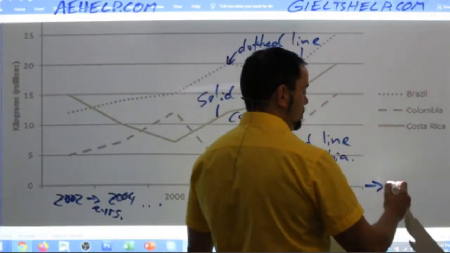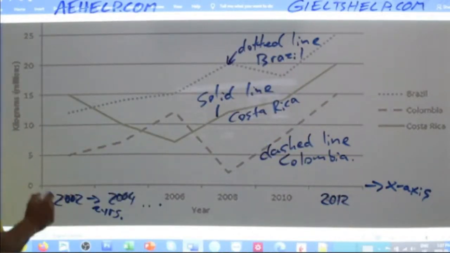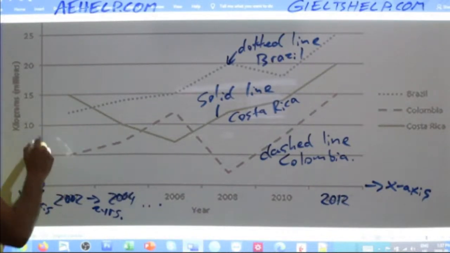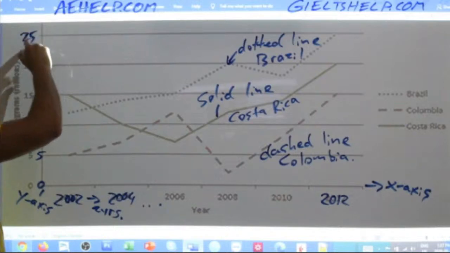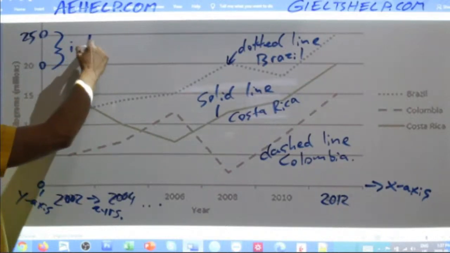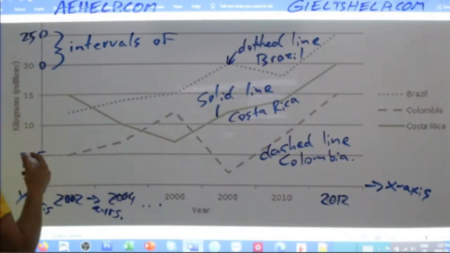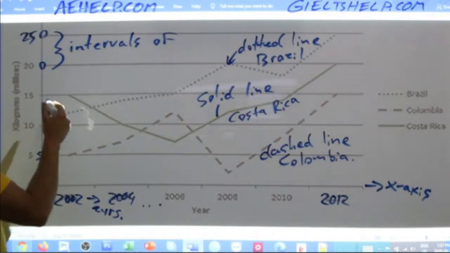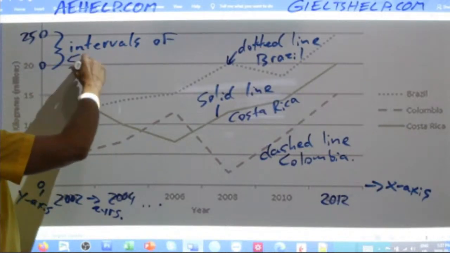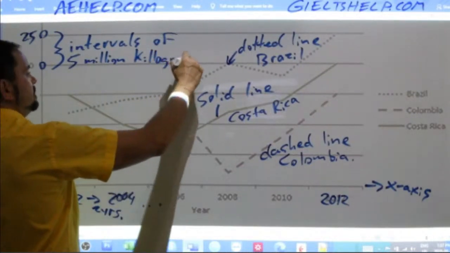Okay, this line is called your x-axis. All right. Now, here on your y-axis, we have 0, and then we have 5, 10, 15, 20, all the way to 25. So these spaces here are intervals of, and then here we have kilograms in millions, okay? Intervals of 5 million kilograms, okay?